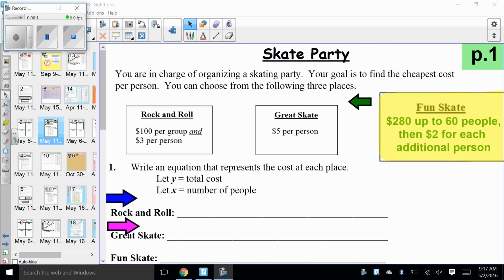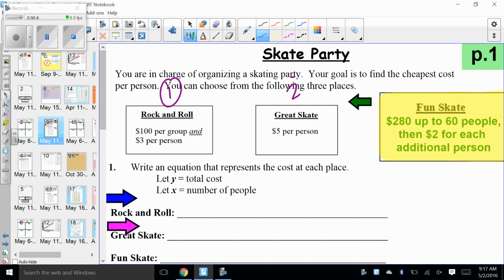So you are in charge of organizing a skating party. Your goal is to find the cheapest cost per person. You can choose from the following three places. Option one is you can go to this place called Rock and Roll. It does cost $100 per group. So no matter what, at the beginning you have to pay $100, and then you pay $3 per person that walks through the door. So there's a beginning amount of $100, and $3 would be your slope on that.